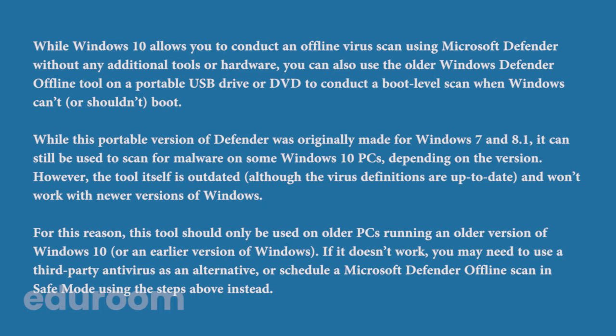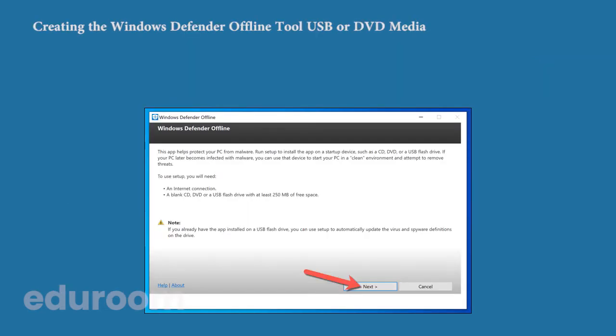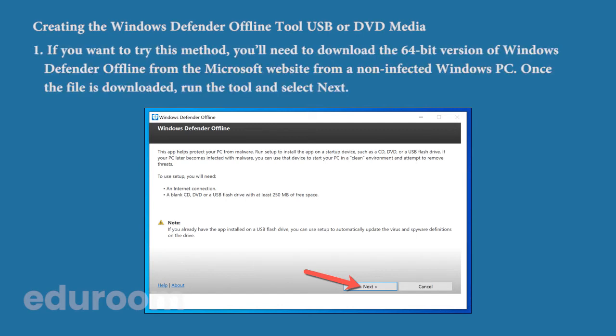If it doesn't work, you may need to use a third-party antivirus as an alternative, or schedule a Microsoft Defender offline scan in safe mode using the steps above instead. Creating the Windows Defender offline tool USB or DVD media. If you want to try this method, you'll need to download the 64-bit version of Windows Defender Offline from the Microsoft website from a non-infected Windows PC.